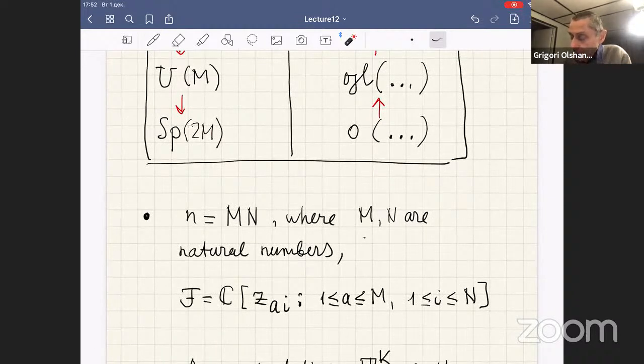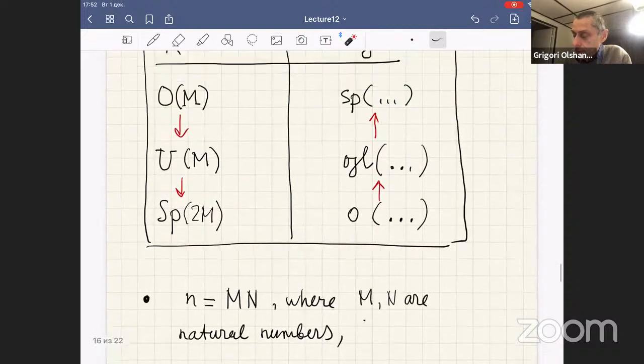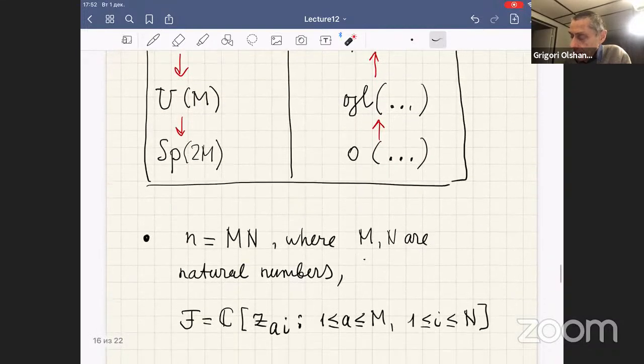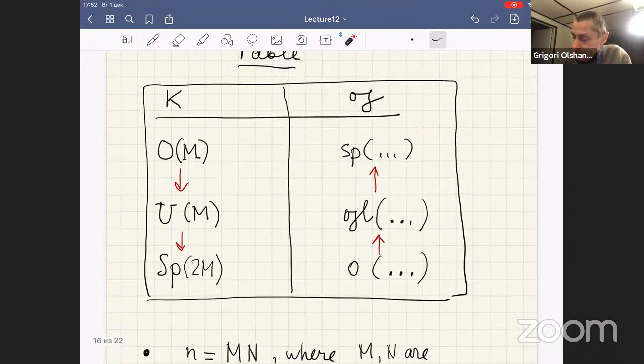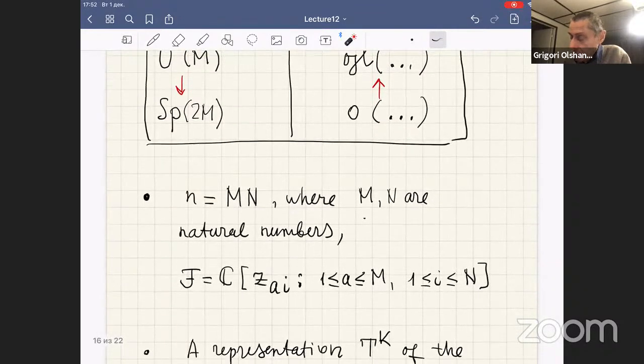So now I want to explain what is small n. It must be the product of two natural numbers, m is from here, and some n, which is related to the second column. And so our Fock space is the algebra of polynomials in the variables which are naturally indexed by two indices, a and i. a ranges from 1 to m, and i ranges from 1 to n.